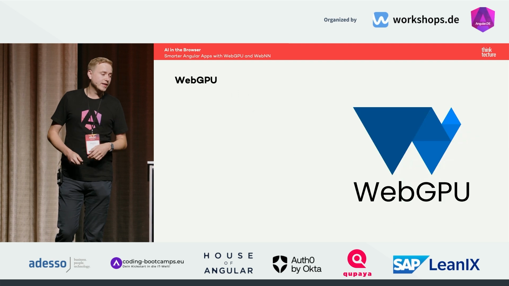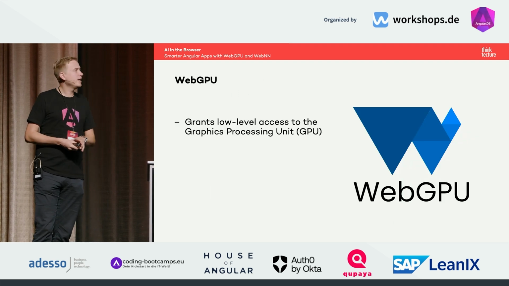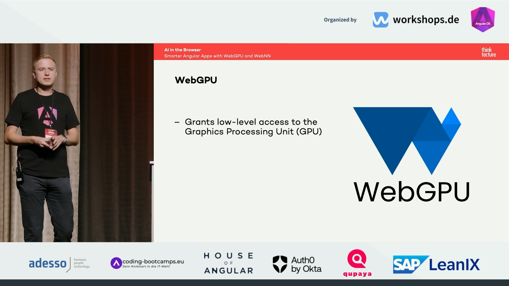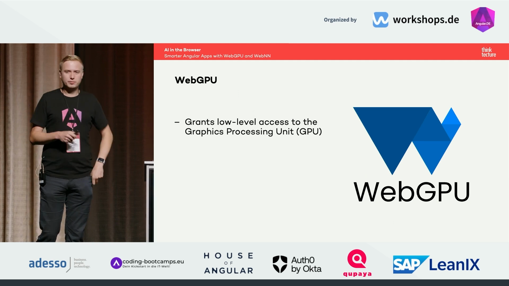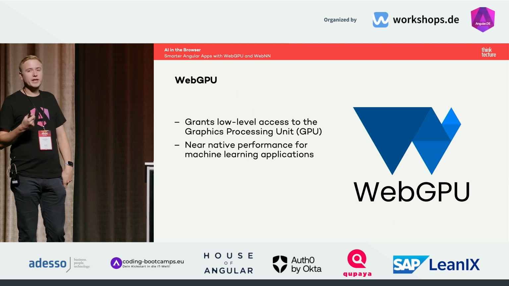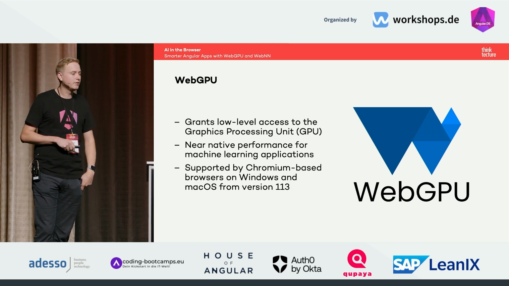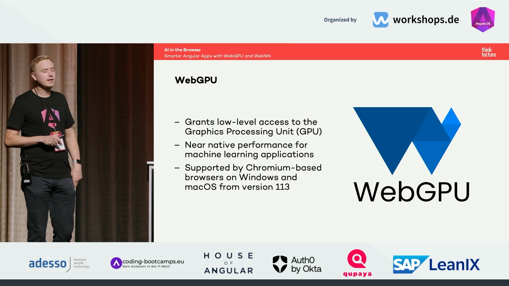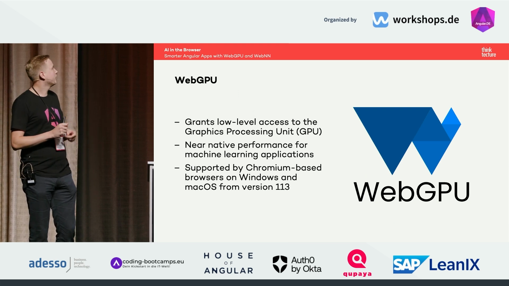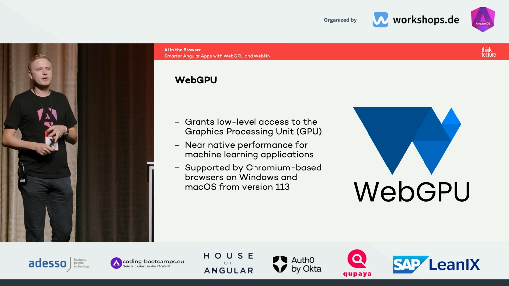And the second one is WebGPU. WebGPU is still a bleeding-edge API, I would say, and it grants you, as a developer, low-level access to the graphics processing unit of the device. And it allows you to achieve near-native performance for machine learning applications right on the web, right in your browser. It's currently only supported by Chromium-based browsers on Windows and macOS. I think it's in the technical preview of Safari.